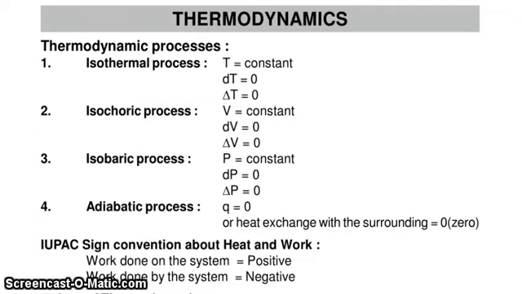So, thermodynamic processes. You can see we have processes like the isothermal process, isochoric process, isobaric process, and adiabatic process. What does it mean? In an isothermal process, T is constant, dT and delta T is equal to 0. In an isochoric process, volume is constant, dV and delta V is equal to 0. In an isobaric process, pressure is constant, dP and delta P is equal to 0. In an adiabatic process, Q is equal to 0, or heat exchange with the surroundings is 0.